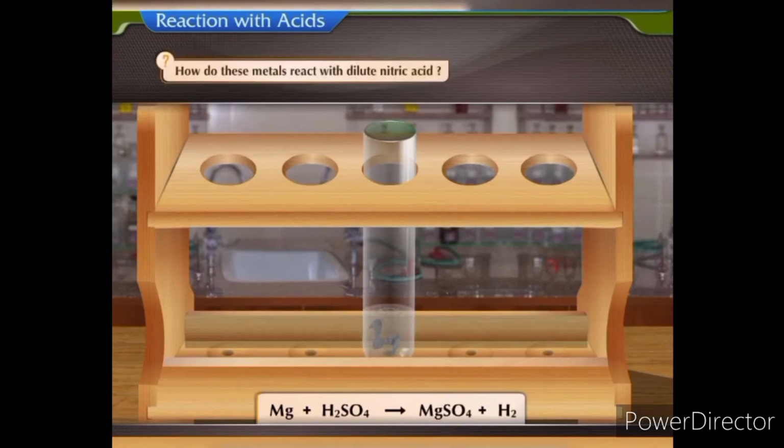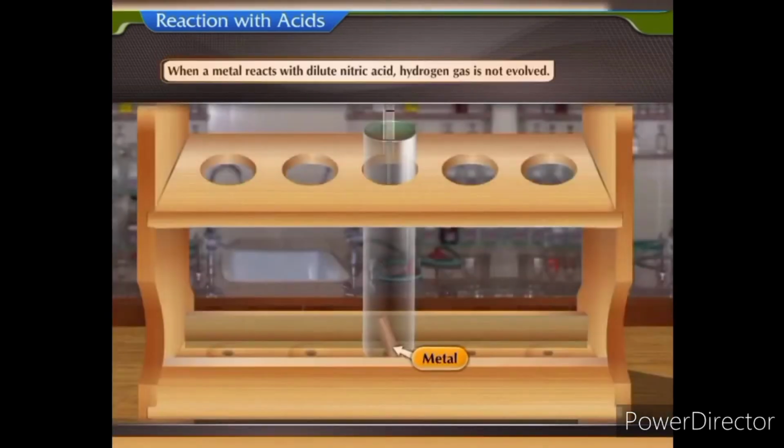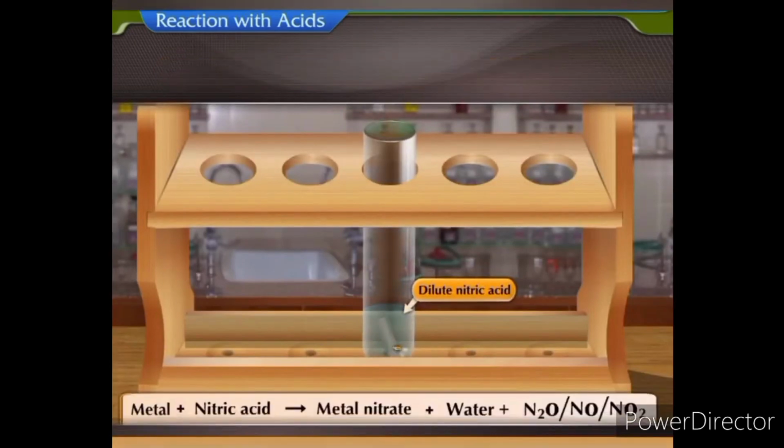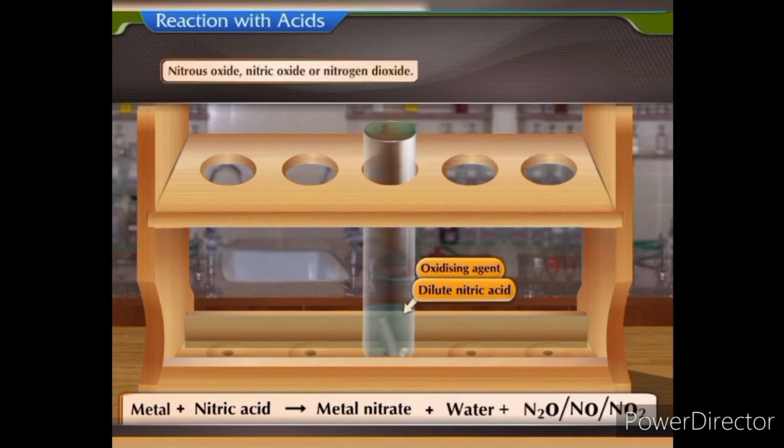How do these metals react with dilute nitric acid? When a metal reacts with dilute nitric acid, hydrogen gas is not evolved. This is because nitric acid, being a strong oxidizing agent, oxidizes the hydrogen produced into water, and nitric acid itself gets reduced to any of the nitrogen oxides, that is, nitrous oxide, nitric oxide, or nitrogen dioxide.